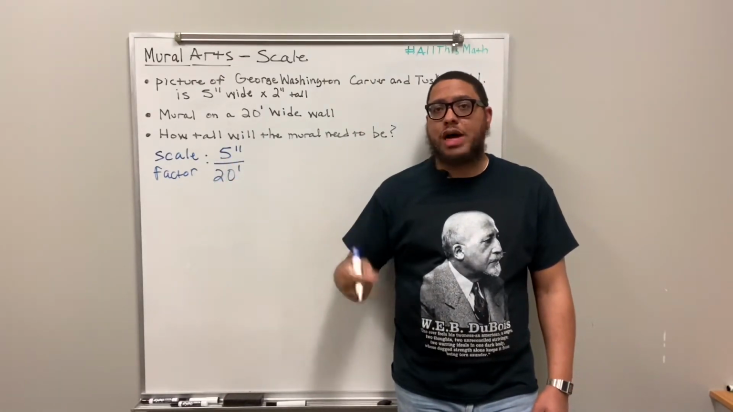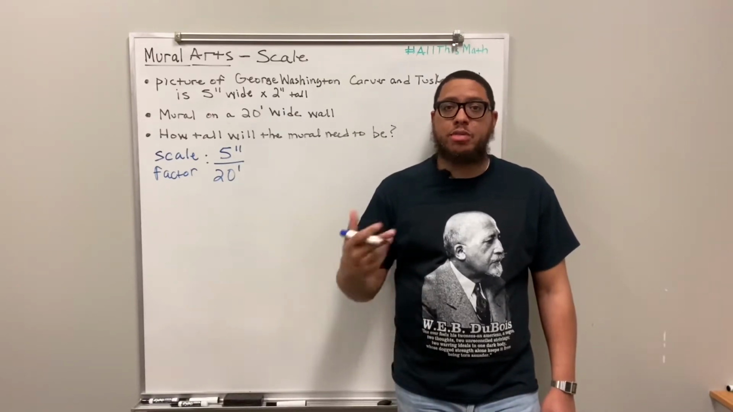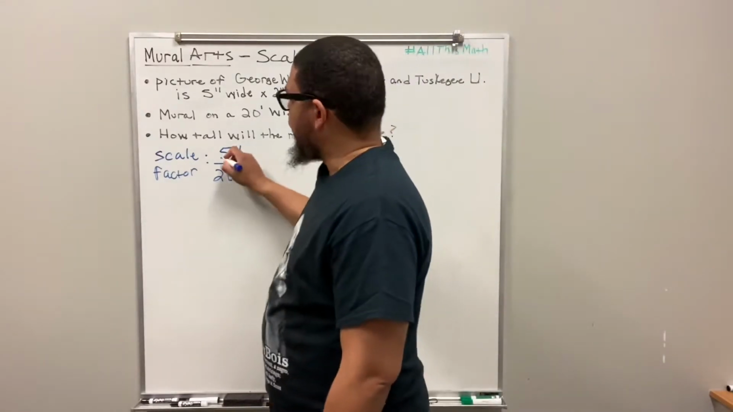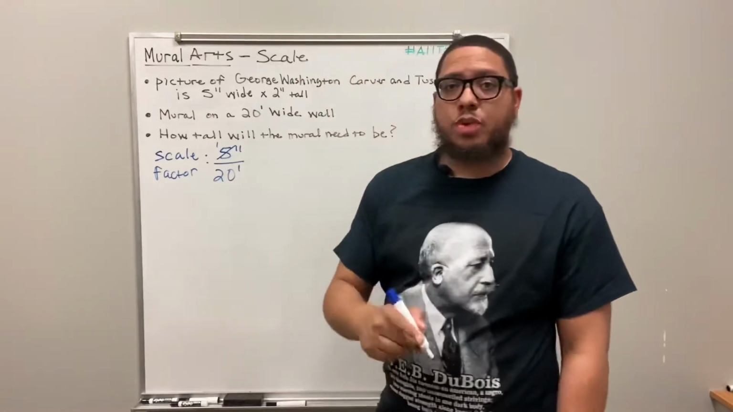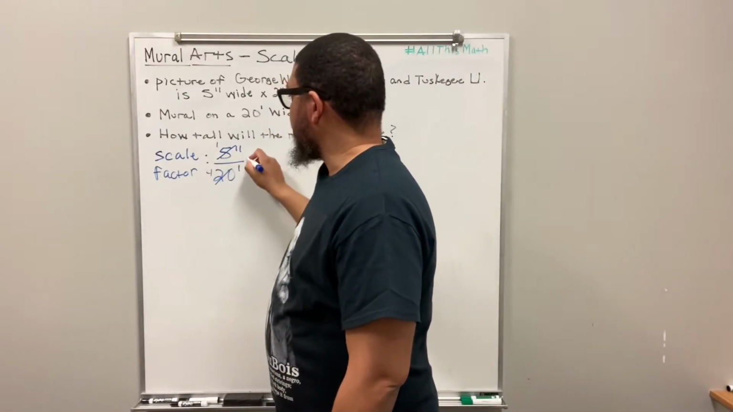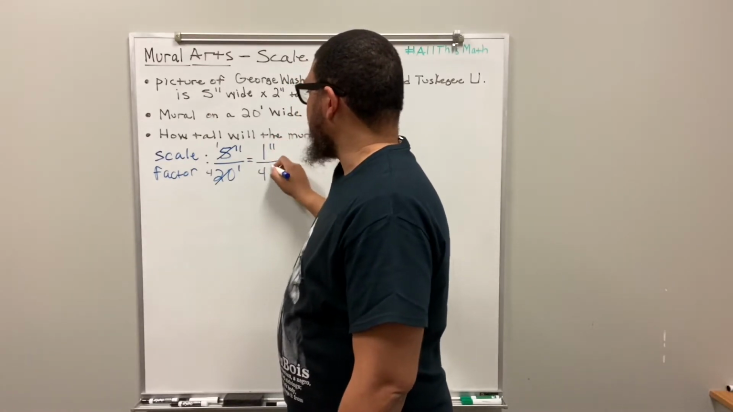There's a number that divides evenly into both 5 and 20. That number is 5. So what I do is I divide 5 by 5 and I get 1. And then I divide 20 by 5 and I get 4. So this becomes 1 inch over 4 feet.